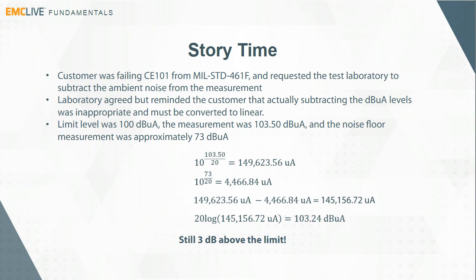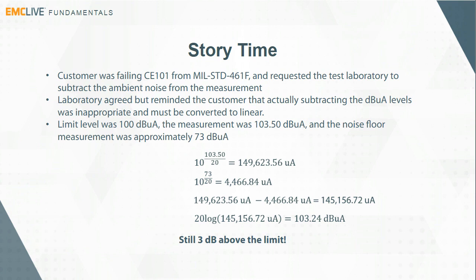So we agreed, but we reminded him that the actual subtracting of the dB microamp levels was inappropriate, and we had to convert everything to linear first. We had 2 graphs on the display, one showing his measurement and the other showing the ambient. The limit level was like 100 dB microamps in CE 101, and the measurement was about, I think, 103.5, and the noise floor measurement was somewhere in the 70s. So take, for example, 73 dB microamps.